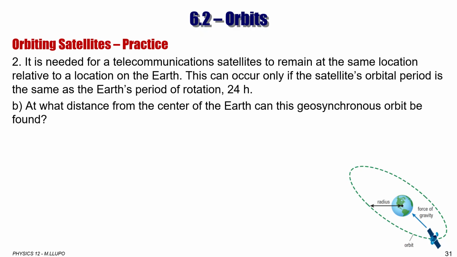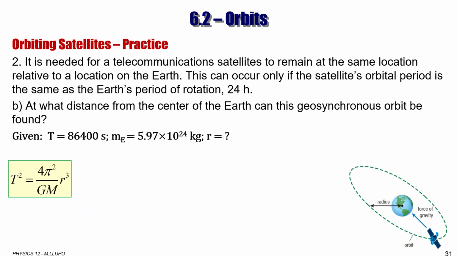Let's continue with B. At what distance from the center of the Earth can this geosynchronous orbit be found? So we have a period that we already calculated. The mass of the Earth is given, 5.97 times 10 to the power of 24. The distance is required. So using the third Kepler's law, this time we solve for r. And r is equal to GM times T² over 4π², all this to the power of 1/3.